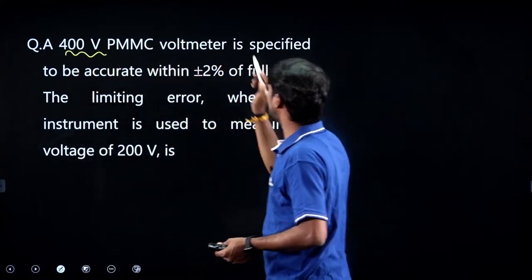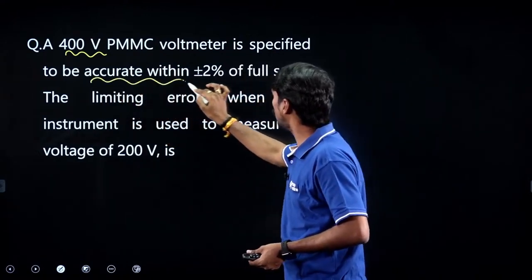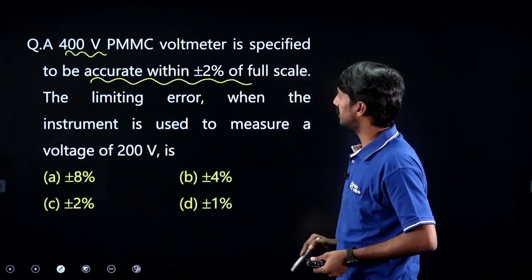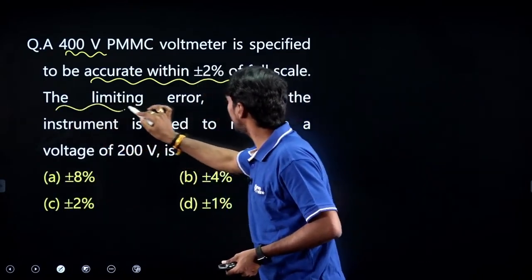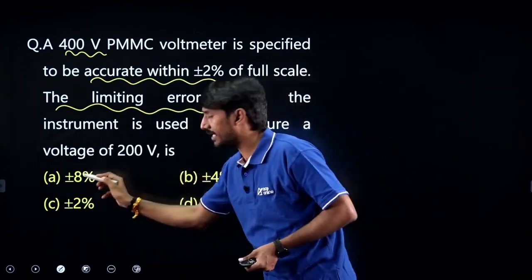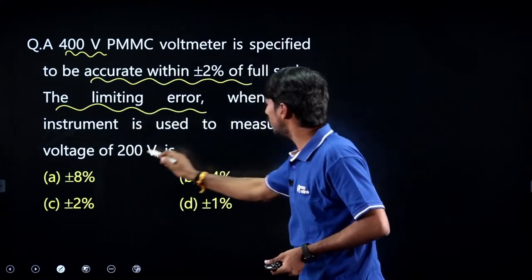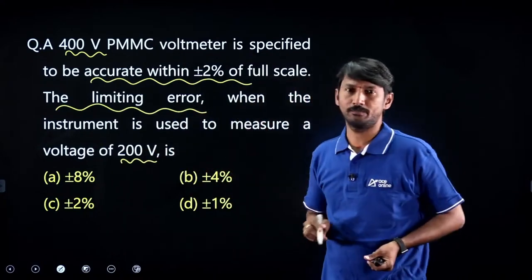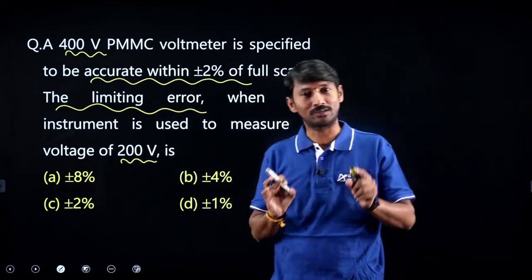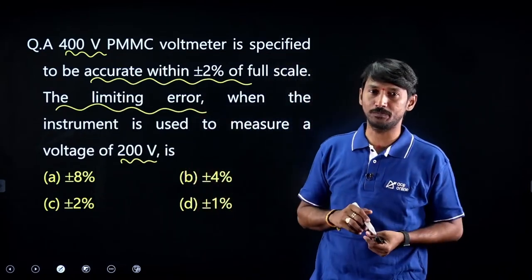A 400 volt PMMC voltmeter is specified to be accurate within 2% of full scale. What is the limiting error being asked? If you see the options, it is the percentage limiting error. It is used to measure 200 volt. For every question, I will be giving around 30 seconds of time. You try to give the answers, then I'll check with my solution.